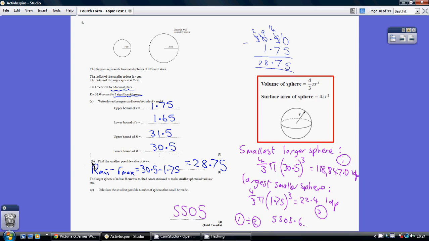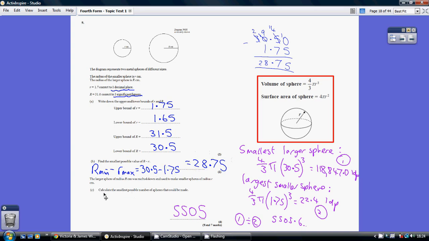Now part B is a bit strange really, it's a lot easier than it looks. Find the smallest possible value of big R take away little r. So if that's going to be as small as possible, you want big R to be as small as possible, but little r to be as big as possible. So 30.5 take away 1.75, which is 28.75.